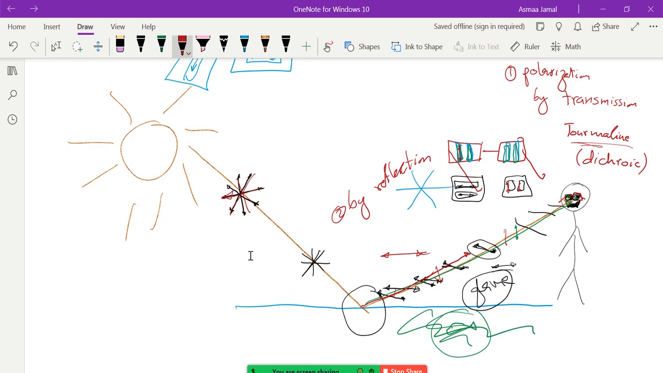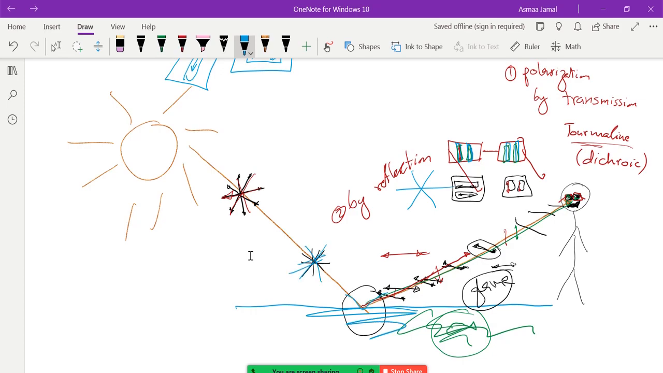However, non-metallic surfaces such as asphalt roadways, for example, snowfields and water reflect light such that there is a large concentration of vibration in a plane parallel to the reflecting surface. A person viewing objects by means of light reflected off a non-metallic surface will often complain of glare if the extent of polarization is large, such as what's happening here in water. There is a polarization by reflection.